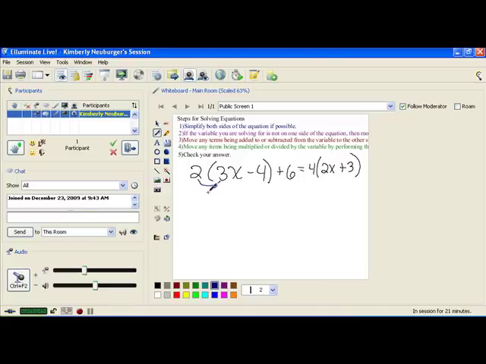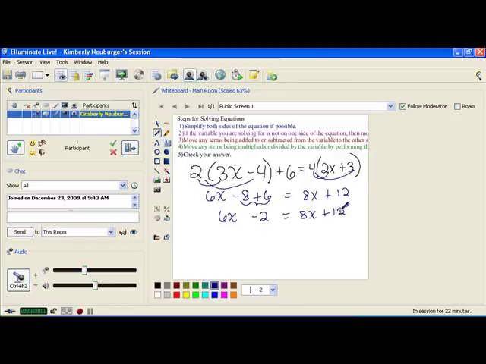So 2 times 3x is 6x. 2 times -4 is -8. On the other side, 4 times 2x is 8x, and 4 times 3 is 12. On the left-hand side, we do need to combine these like terms here. So we get 6x minus 2, and then this side is already simplified, so we'll carry it down.